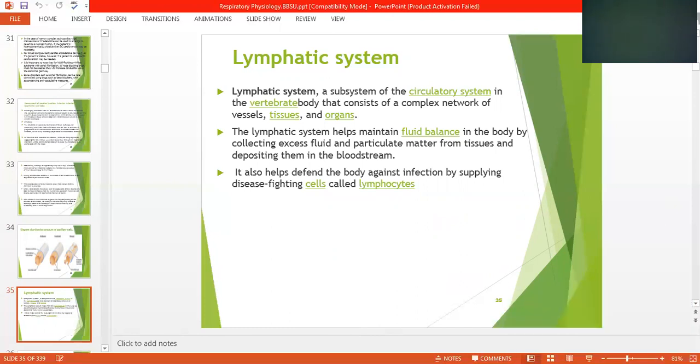It also helps defend the body against infection by supplying disease-fighting cells called lymphocytes. So the lymphatic system also contains the lymphocytes, which are WBCs, and these lymphocytes fight against any infectious organism present in the blood.